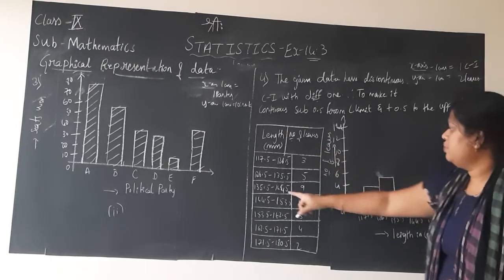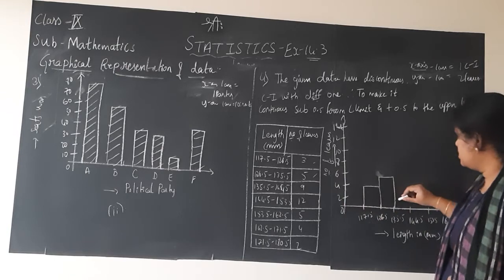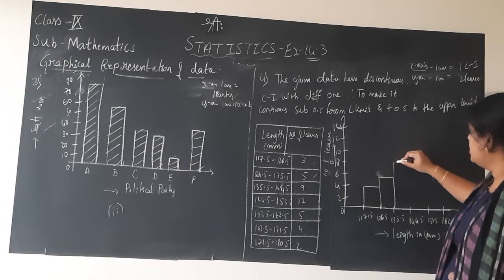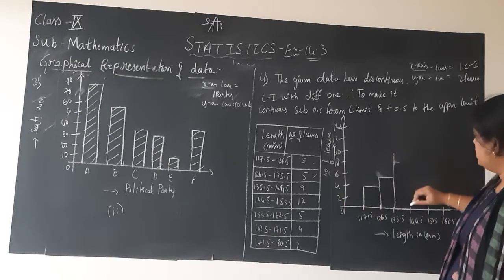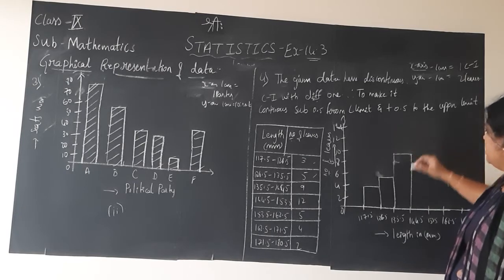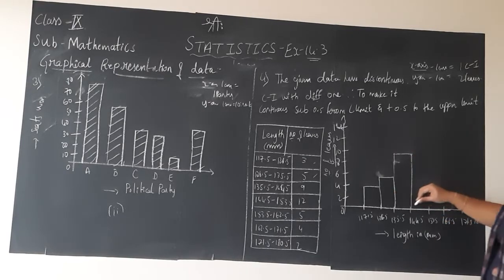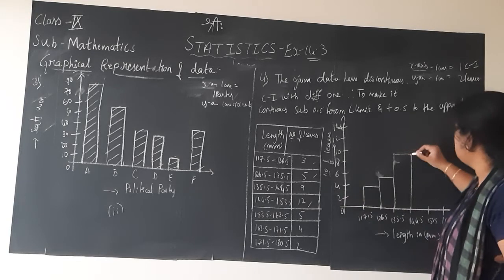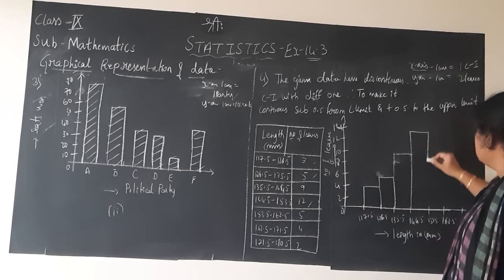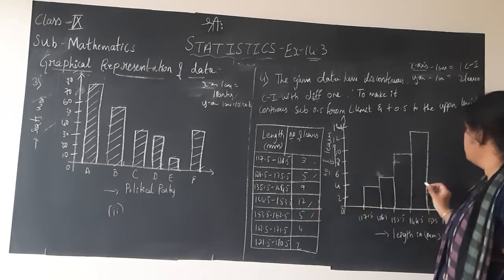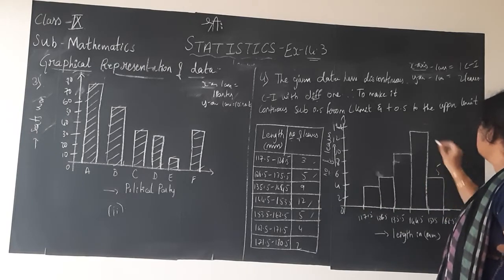Again, 135.5 is done, 9 next. So where is 9? See, this is 9. See, I am attaching each bar. Next, 144 to 153, it is 12, which is the maximum. This is 12. Next is 5, which comes here. This is 5, this is 12.